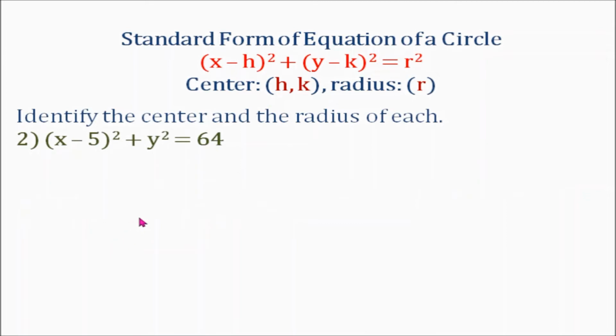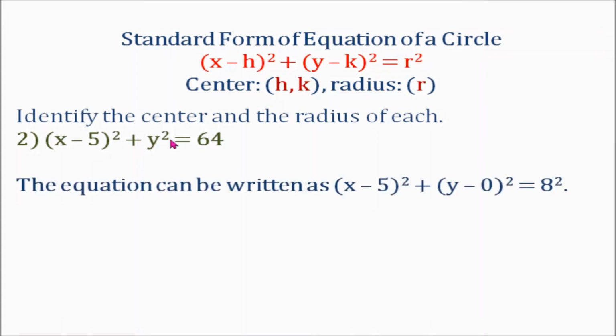Example number 2. The equation is the quantity x minus 5 squared plus y squared equals 64. So this is already in standard form, and we don't see a number after y squared. We can actually write it as the quantity x minus 5 squared plus the quantity y minus 0 squared equals 8 squared. So our center here has coordinates 5 and 0, and then the radius is 8.